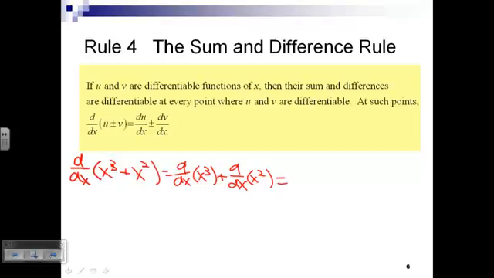What is the derivative of x cubed? 3x squared. How do you know? Power rule. Plus the derivative of x squared. What is the derivative of x squared? 2x. How do you know? Power rule. How did I know that I could break it up into these 2 problems? Sum and difference rule.